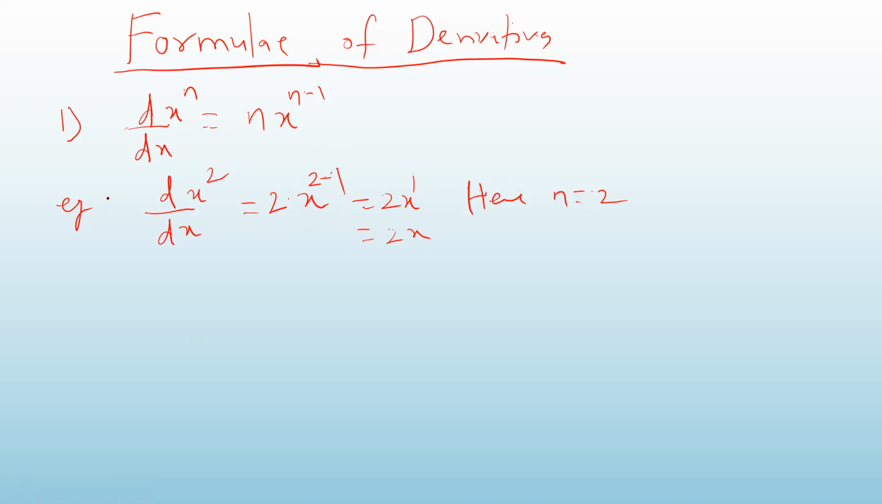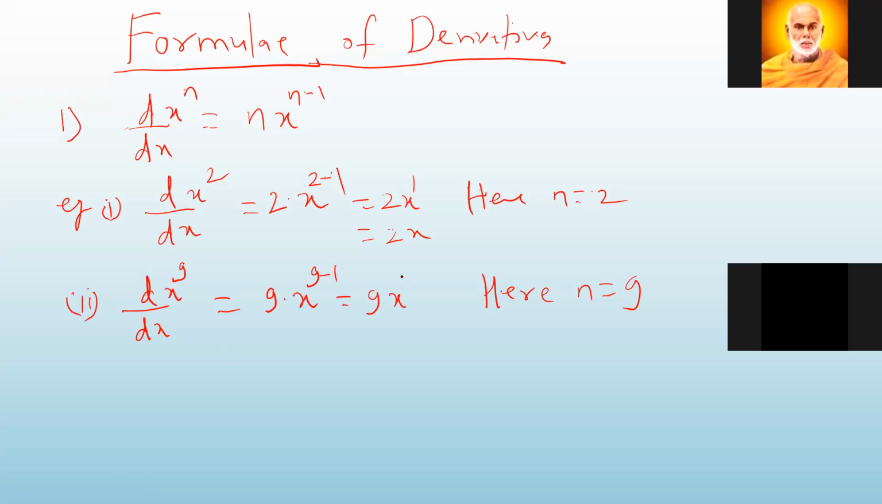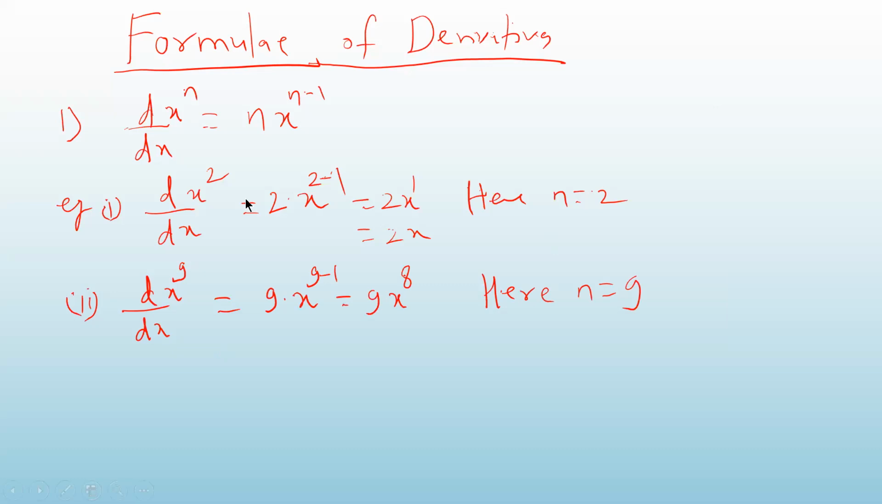Let us take the second problem. If I ask you what is the derivative of x to the power 9, how will you do it? In a similar way. What is the value of n here? Here n is equal to 9. So 9 into x raised to the power 9 minus 1. The answer will be 9 into x to the power 8. So these two problems we have solved by using this first formula.